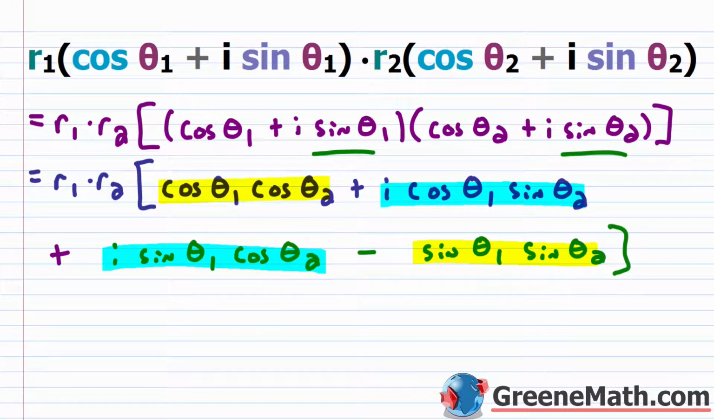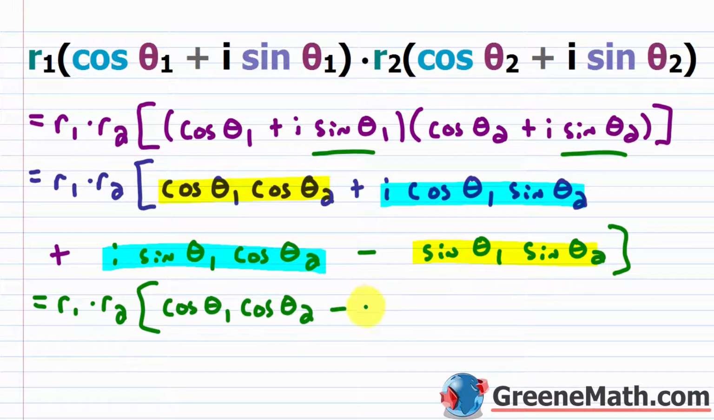Okay, so let me go ahead and do that real quick. I'm going to put equals r sub 1 times r sub 2, and then inside the brackets here, I'll go cosine of theta sub 1 times cosine of theta sub 2, and then I'm going to do minus sine of theta sub 1 times sine of theta sub 2, okay?